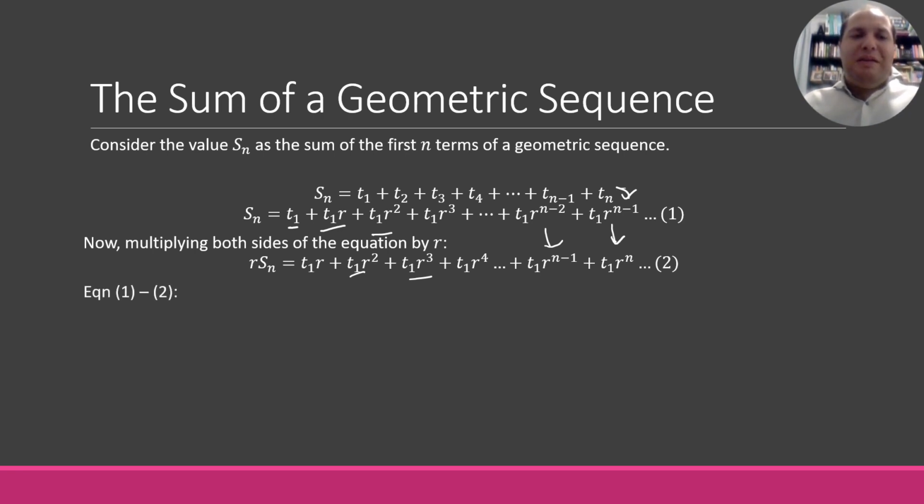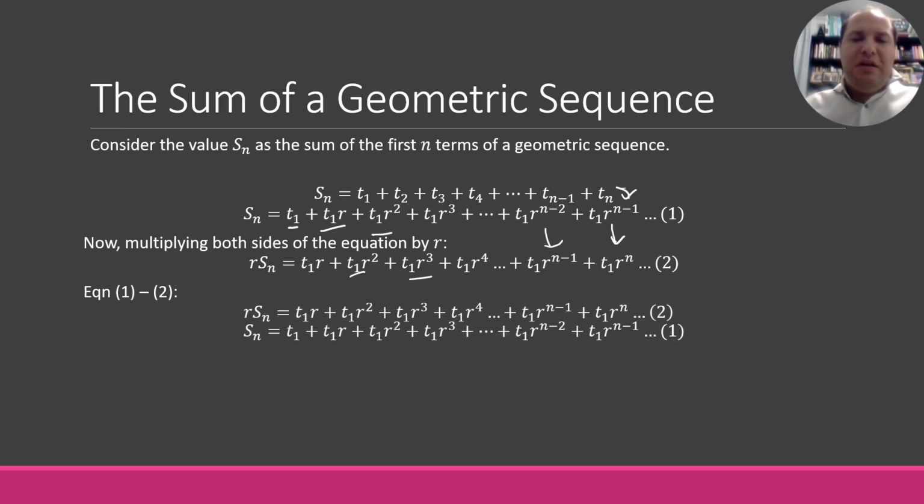Now what we're going to do is subtract these two equations. If we do equation 2 subtract equation 1, something really interesting happens. I've got a T1r there and a T1r there, so if I subtract them, those terms will cancel. And so will those two, and those two, and everything in between. T1r to the n minus 1, T1r to the n minus 1, everything is going to cancel except for T1r to the n and T1.